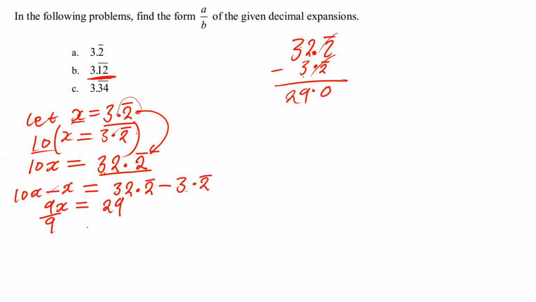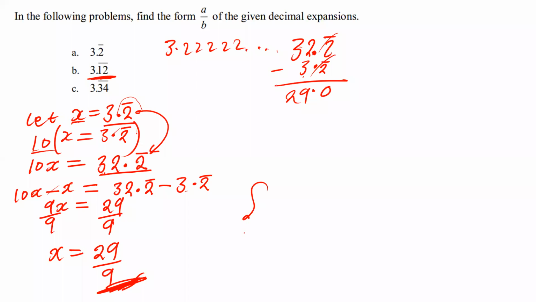So we divide by 9, we divide by 9. So the value of x becomes 29 over 9. If you put this on the calculator, you discover that the answer you get will be 3.22222 continuing like that. So we have expressed 3.2 bar in the form 29 over 9. Therefore, the final answer is that 3.2 bar is equal to 29 over 9.